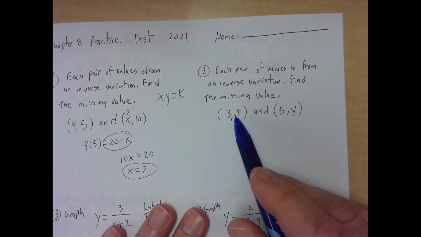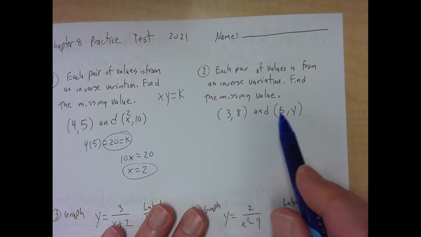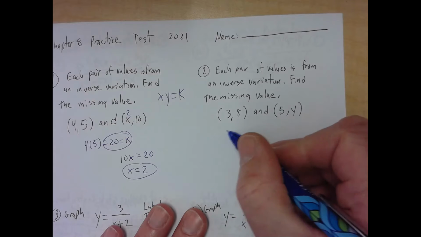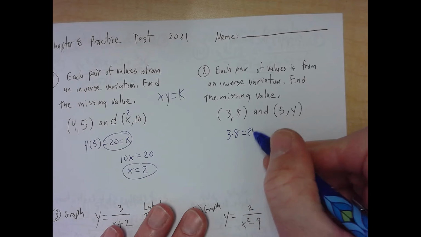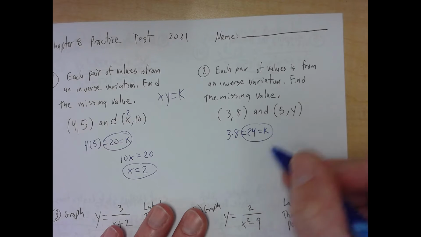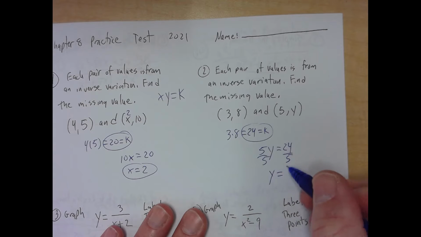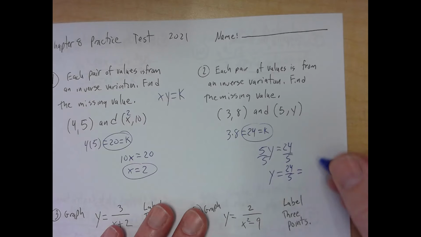So for example here, 3 goes to 5, it's bigger, so 8 has to be something smaller. 3 times 8 is equal to 24, that's my k. So 5 times y is also equal to k, which is the 24. Divide by 5, and we get y is equal to 24 over 5, divided on the calculator, and we get 4.8.